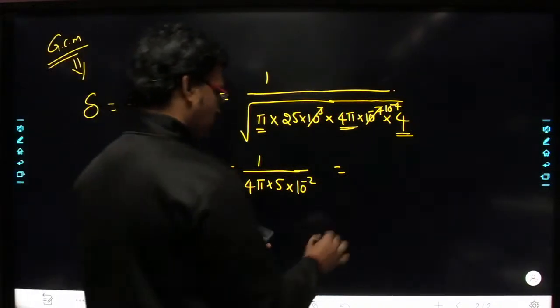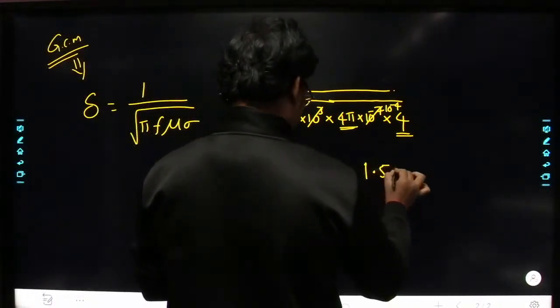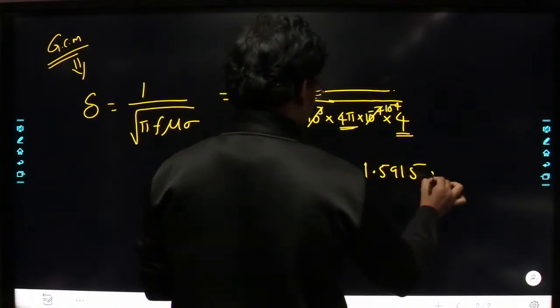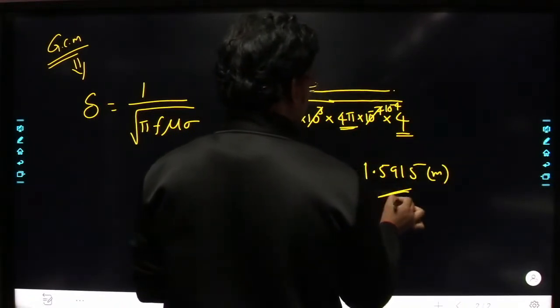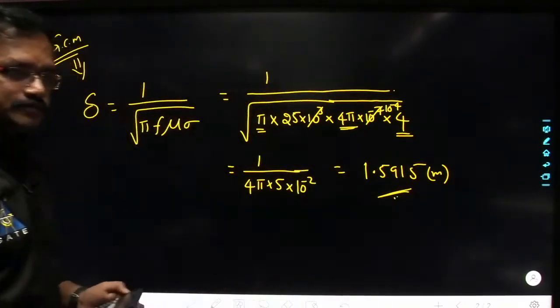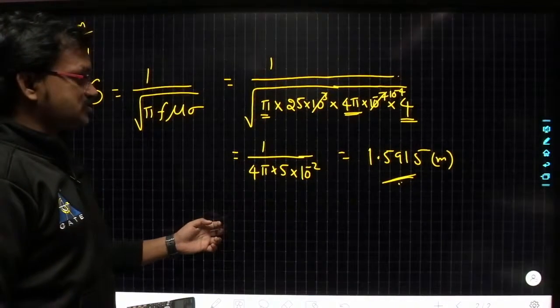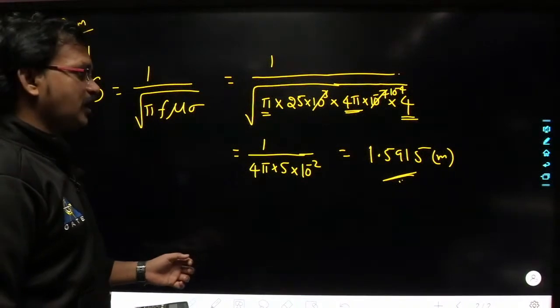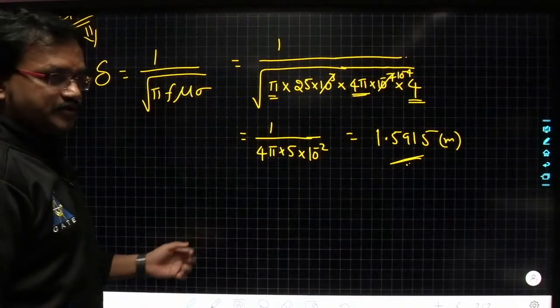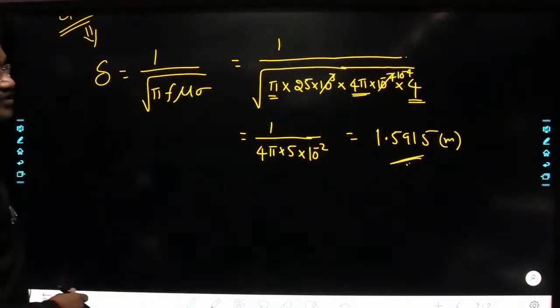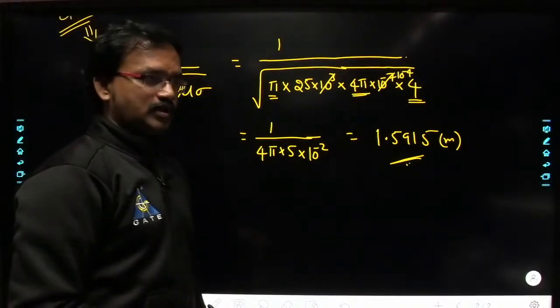So you are going to get 1.5915 meters, right? So this is the skin depth you are going to get. If there is any calculation mistake, please check that and let me know. Okay, so skin depth is 1.5915 meters.